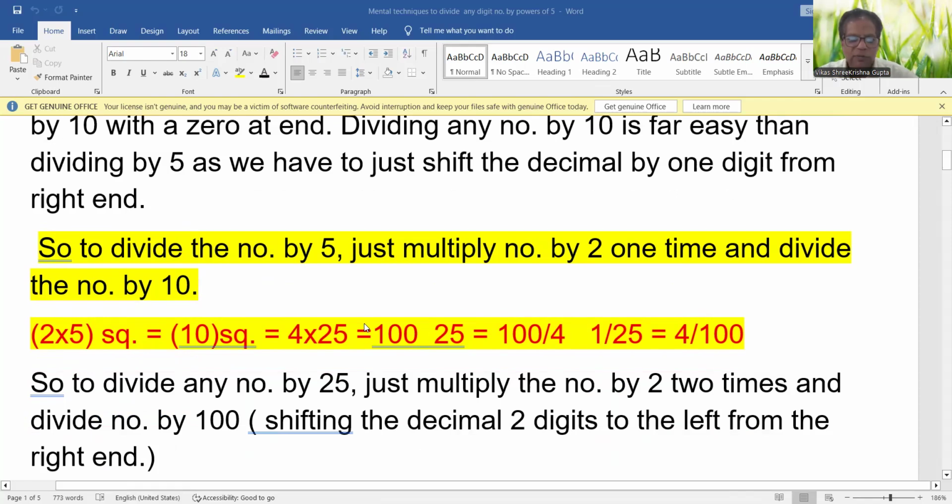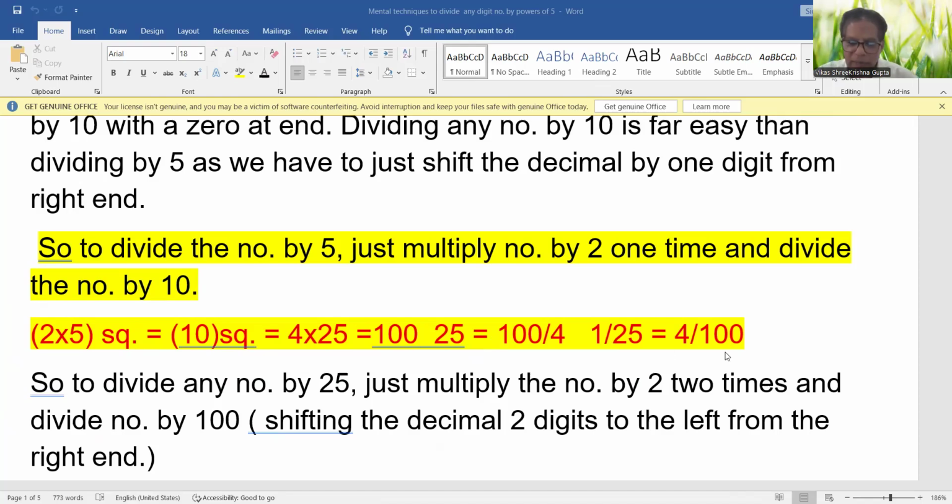In the same way, 2 into 5 square is equal to 10 square, and that is equal to 4 into 25 is equal to 100. So 25 is equal to 100 divided by 4. That we have seen in the last video. Now here I have to divide by 25. It means I have to multiply by 1 by 25. And 1 by 25 is just the reverse of this. So it will be 4 upon 100.